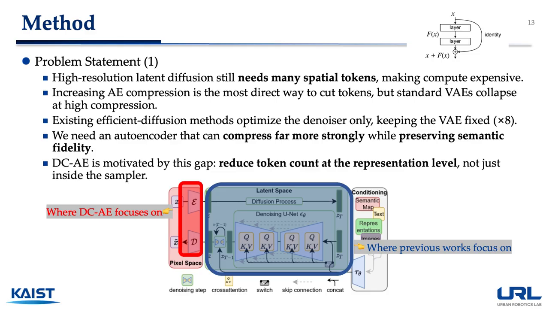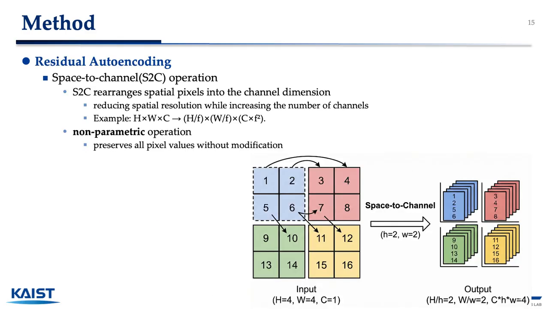To introduce the first component of DCAE, we use a simple operation called space-to-channel or S2C. S2C reduces spatial resolution by folding neighboring pixels into channels, and since it is a non-parametric reshape, it avoids losing information. And this provides a clean downsample step on which our residual autoencoder is built.